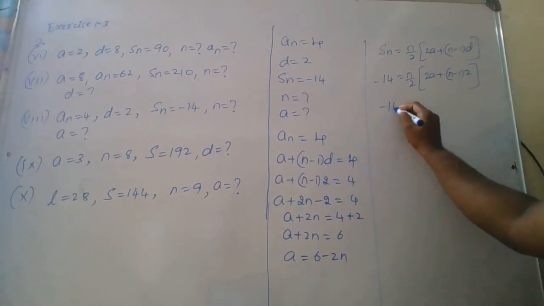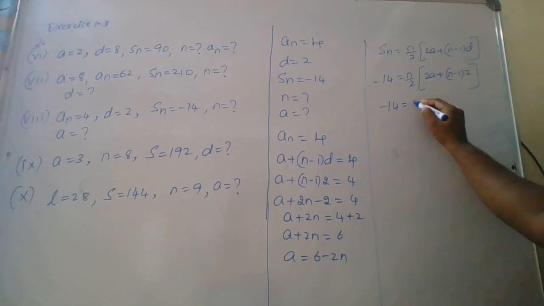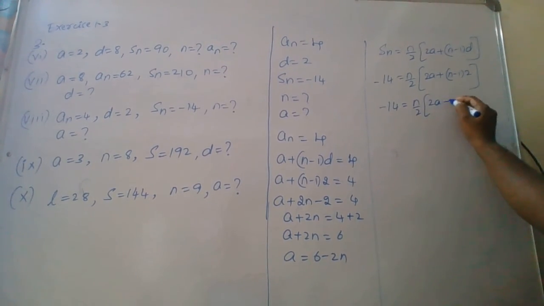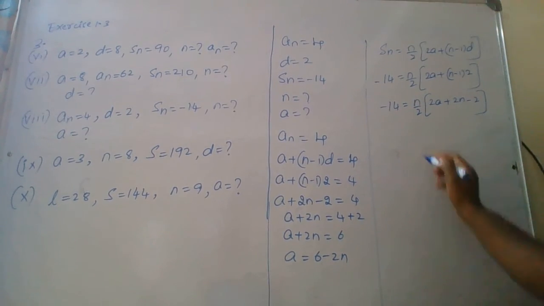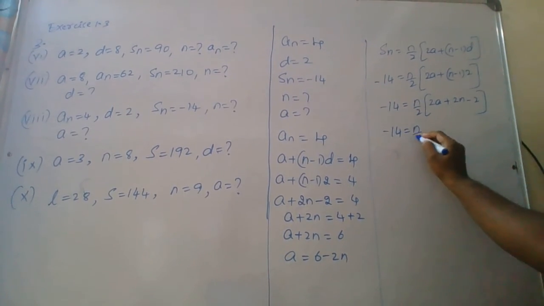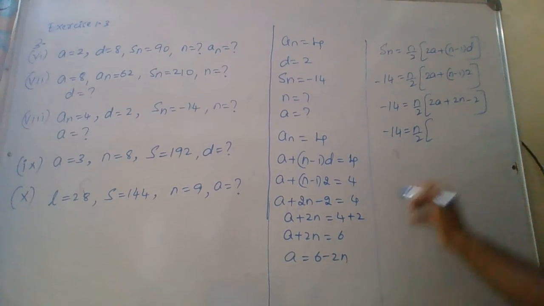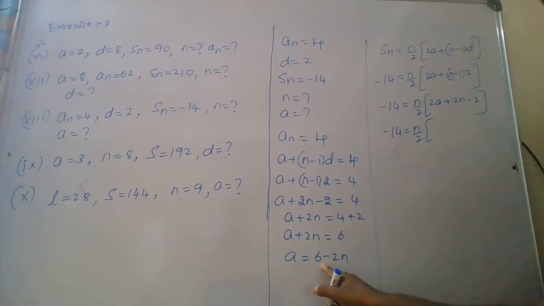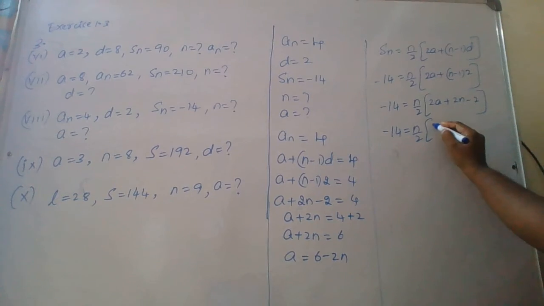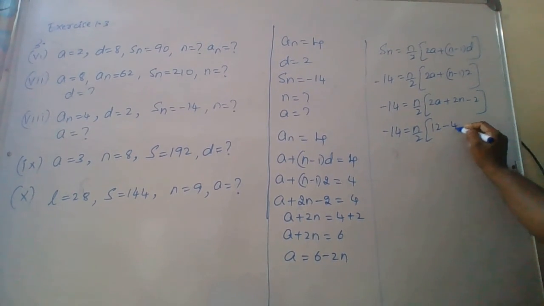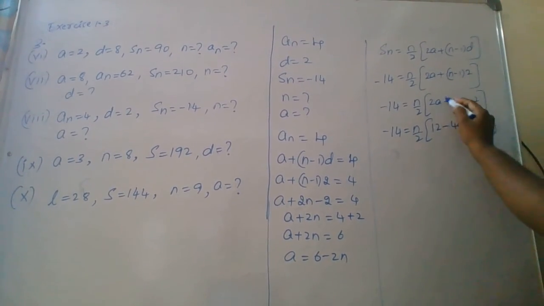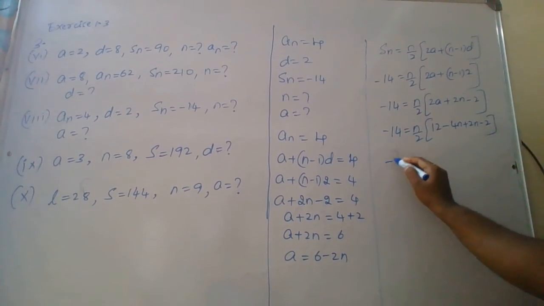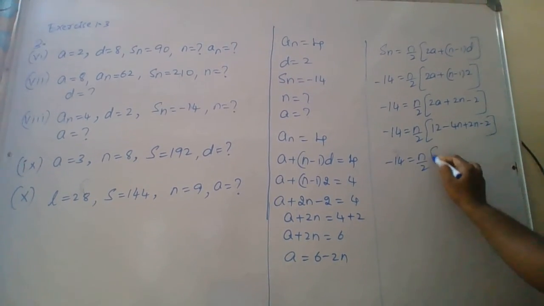Minus 14 equals n by 2, 2a plus 2n minus 2. So minus 14 equals n by 2, 2a. 2 into 6 is 12, 2 into 2 is 4. So it will become 12 minus 4n plus 2n minus 2. So in place of a, I have substituted this and I have directly solved it.